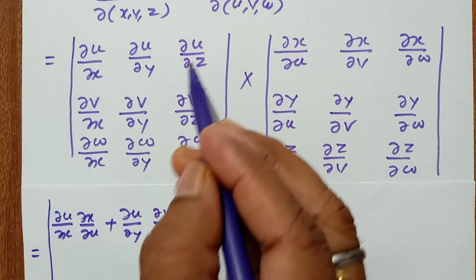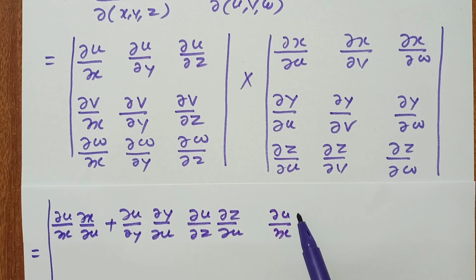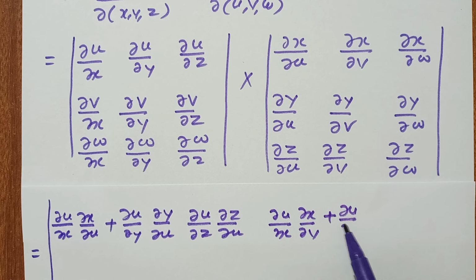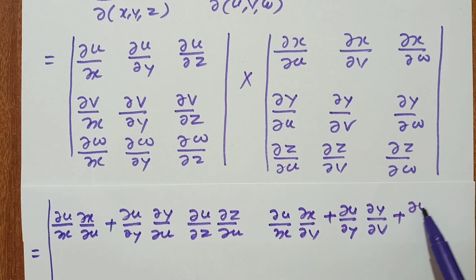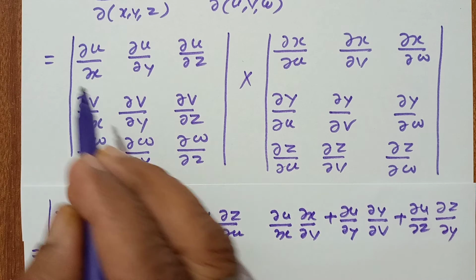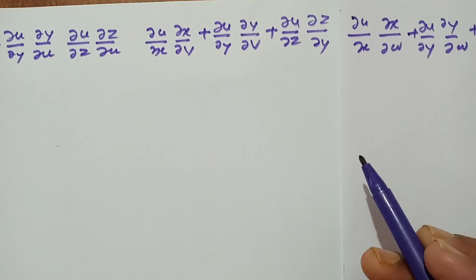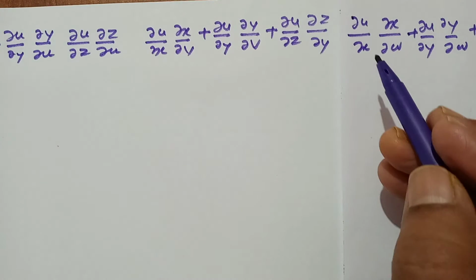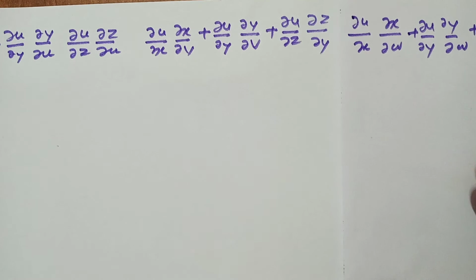Similarly, first row, second column means ∂u/∂x · ∂x/∂v + ∂u/∂y · ∂y/∂v + ∂u/∂z · ∂z/∂v. First row, third column means, in the third step, ∂u/∂x · ∂x/∂w + ∂u/∂y · ∂y/∂w + ∂u/∂z · ∂z/∂w.